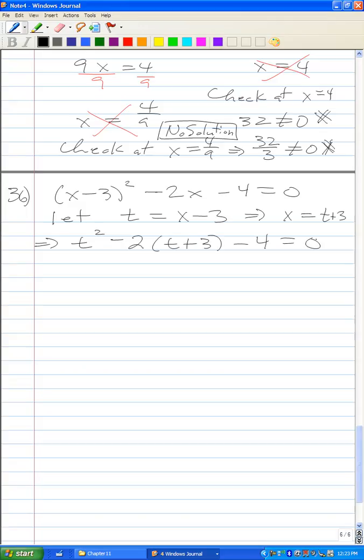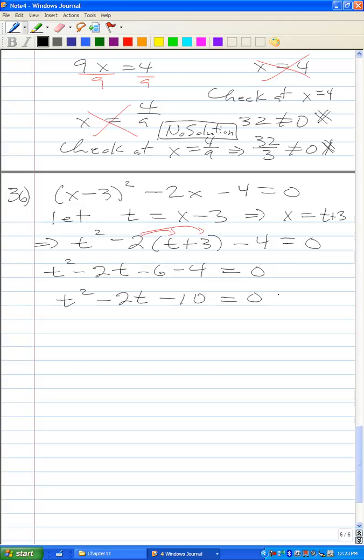And so in terms of the new variable, I get the following equation. Now let me multiply the negative 2 inside the parentheses. So I get t squared minus 2t minus 6 minus 4 equals 0. And so I get t squared minus 2t minus 10 equals 0.